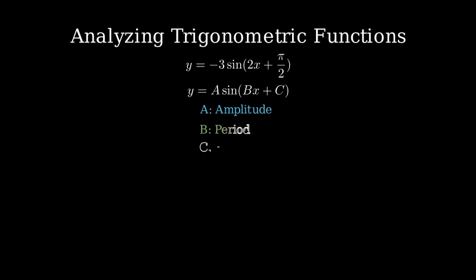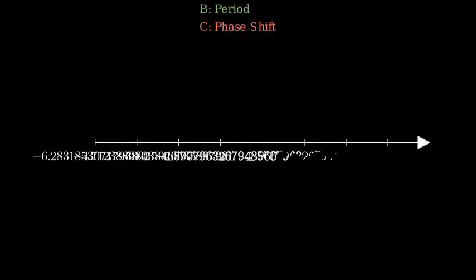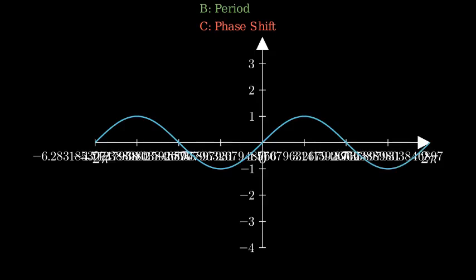The standard form is y equals a sin(bx + c), where a affects the amplitude, b affects the period, and c affects the phase shift. Let's visualize how each of these parameters affects the graph. We'll start with a basic sine function and modify it step by step.